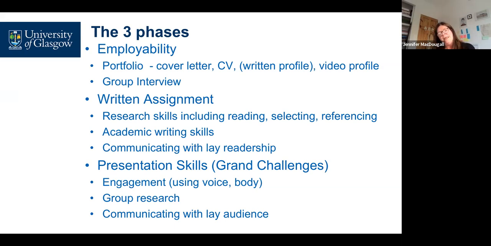Then towards the end of the course, they get to present in a group on a grand challenge in engineering. We wanted to move away from presentations being just about the content, and we wanted to work with them very much on how they engage an audience and how they communicate with a lay audience, because apparently this is a big challenge, a grand challenge for engineering students. They tend to go overly technical in presentations.